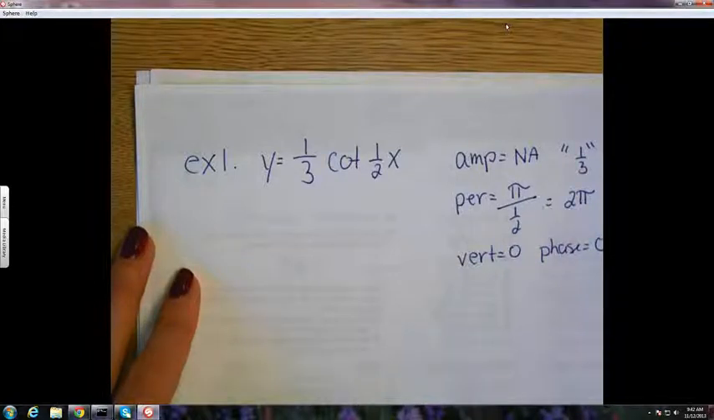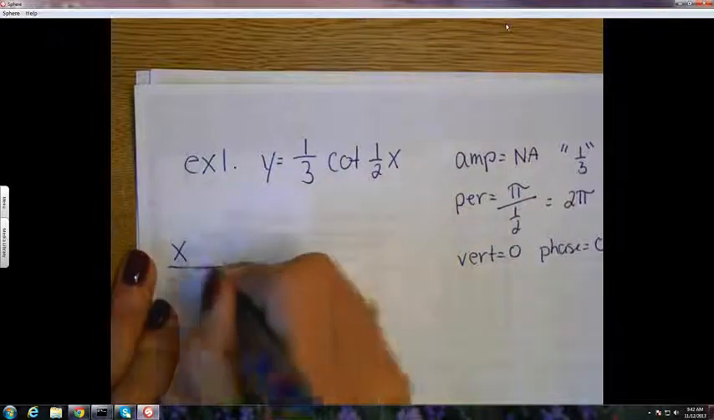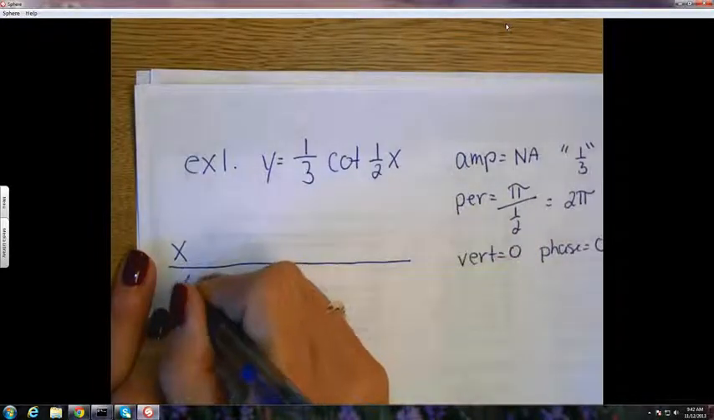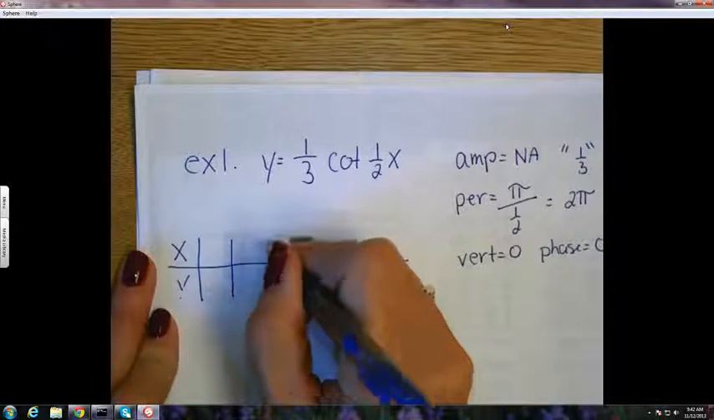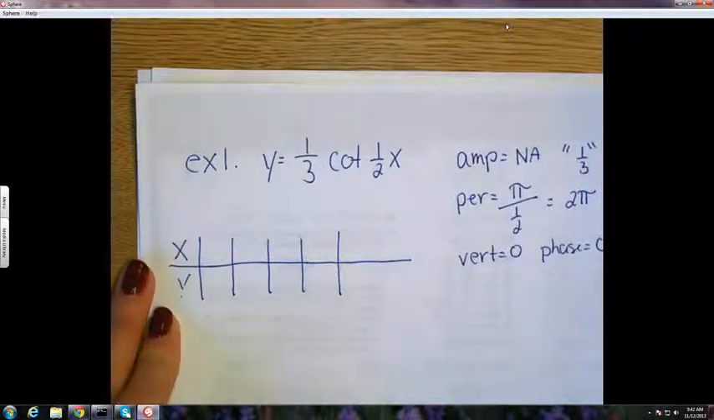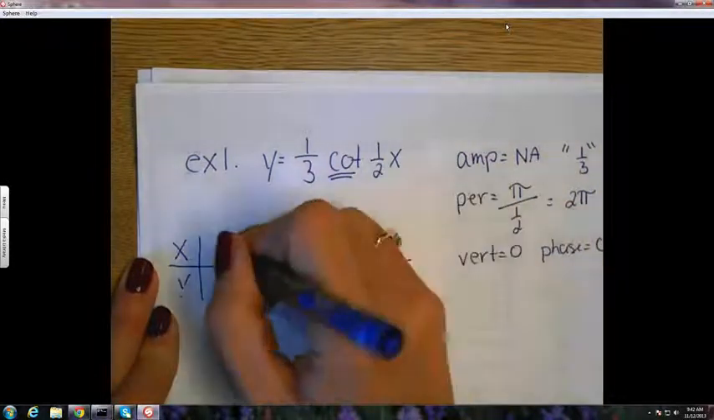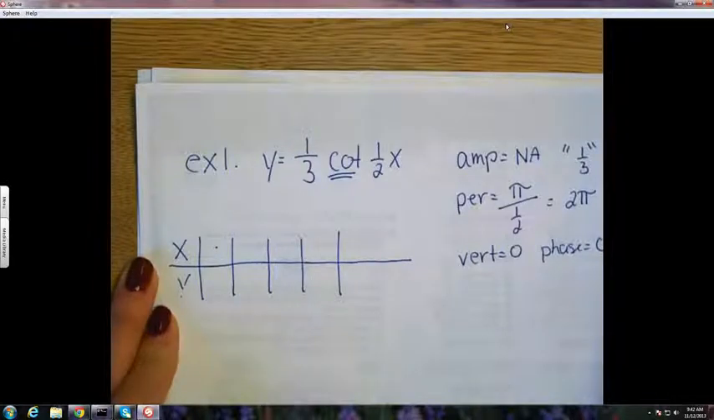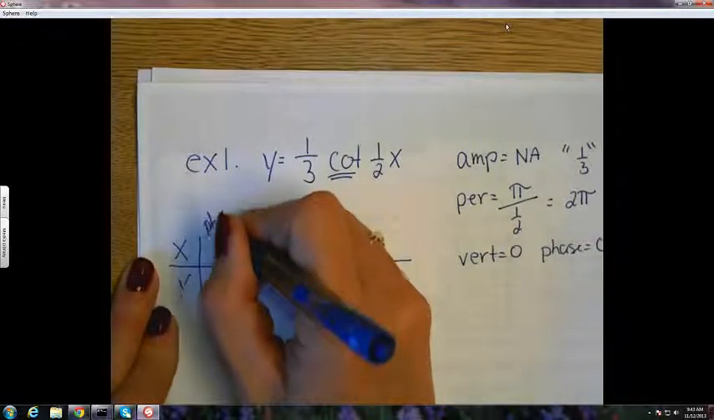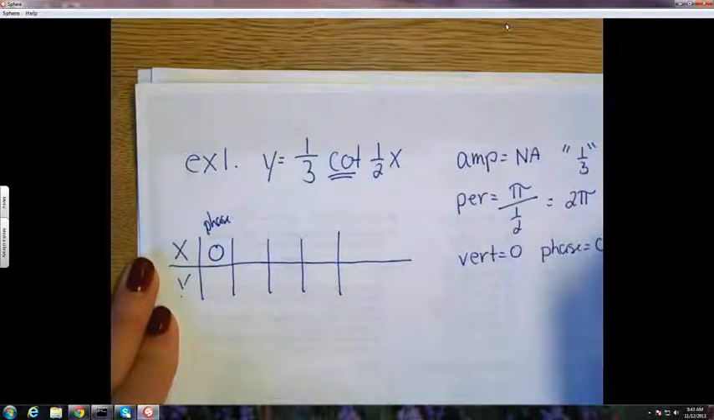So far, so good? Alright, table. 5 key values. We're doing a cotangent. Where do we get our starting x value for cotangent? The phase. All 5 functions except for tangent start at the phase. This is always phase. So that's a 0. Where's it going to finish at? 2 pi.